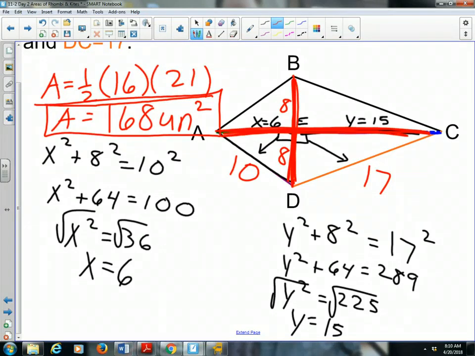Lots of fun. There's our kite, and there is our rhombus for today's lesson. Be sure to let me know if you have any questions when you get to class tomorrow.